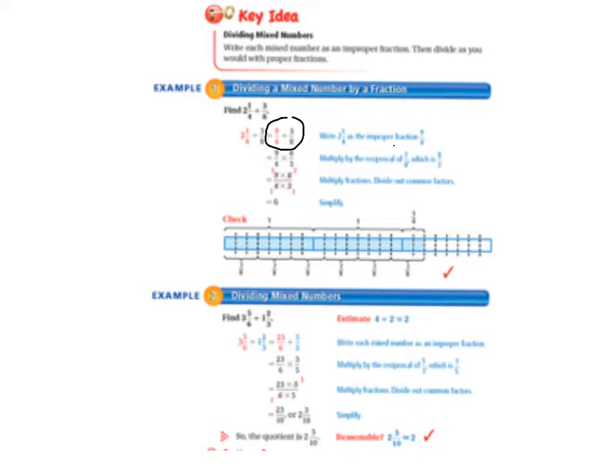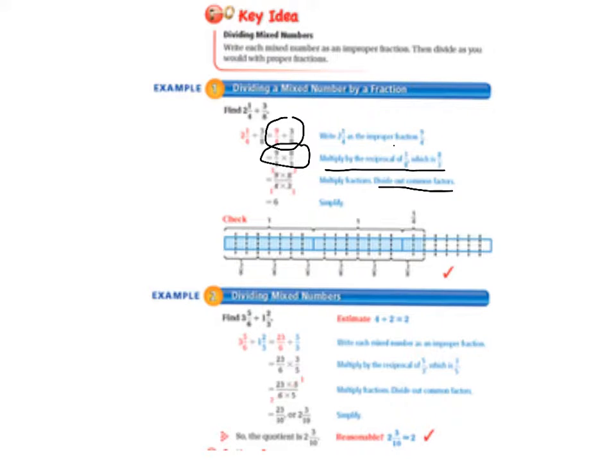So we wrote 2 1/4 as an improper fraction, 9/4. And then we multiply by the reciprocal of 3/8, which is 8/3. So our new problem is right below. And when we go to multiply our fractions, we're going to divide out the common factors to make simplifying easier. And we know that 4 goes into 8 2 times, so that cancels out. And 3 goes into 9 3 times.